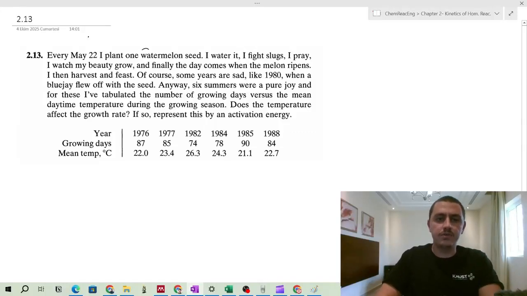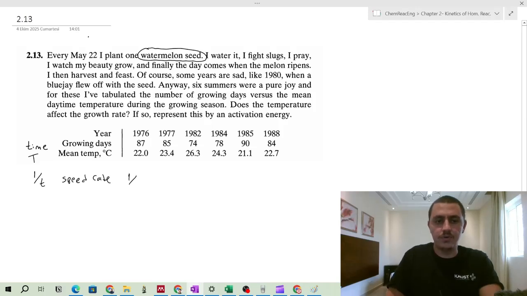We have a watermelon seed, and this plant grows at different rates in different years based on the mean temperature difference between these years. So we have two critical data: one is the time, the growing days, and the other is the temperature. We can convert the time to speed by just taking 1 over time, just the speed rate.